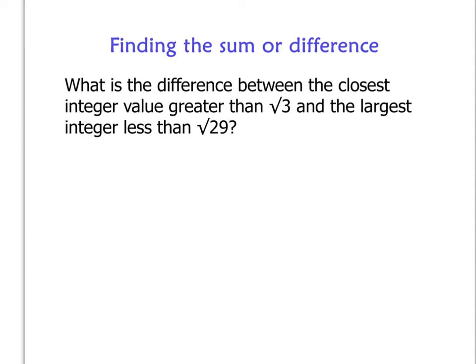All right, so this question is different because I see the word difference. It says, what is the difference between, so automatically I'm thinking I'm subtracting this time. The closest integer value greater than the square root of 3 and the largest integer less than the square root of 29. So a lot of words, bigger, greater, less than. First thing, make our number line.